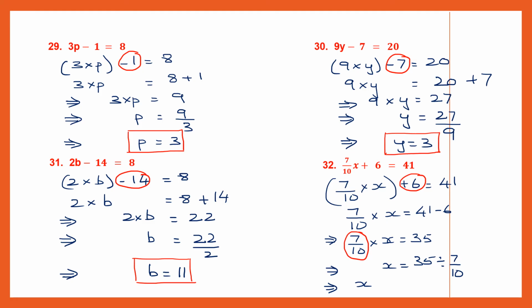Let's do that division here. Now 35 divided by 7 by 10 will make it a fraction. 35 by 1, division changes to multiplication. 7 by 10 becomes 10 by 7, and I can cancel here. 7 5s are 35. Now I just have to multiply 5 into 10. 5 tens are 50. So I have found the value of x to be 50. So this is my answer. The value of x is 50.